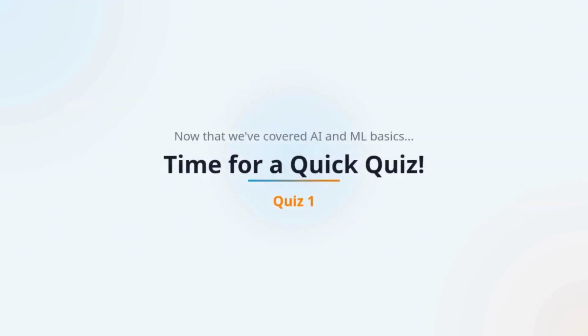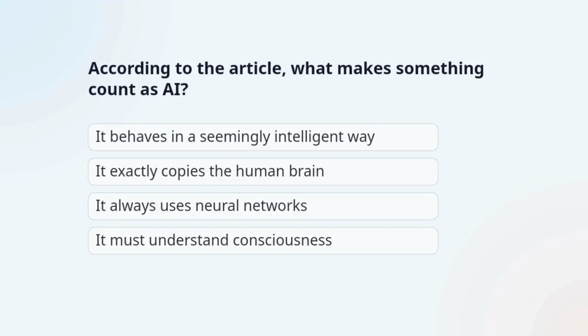Now that we've covered AI and ML basics, let's test what we've learned so far. Here's quiz number 1. See if you can get it right. Question 1. According to the article, what makes something count as AI?